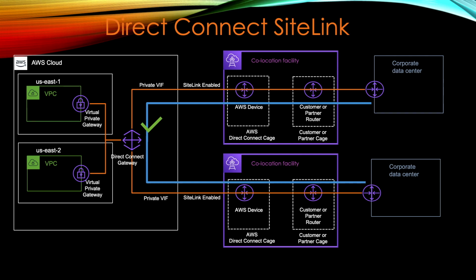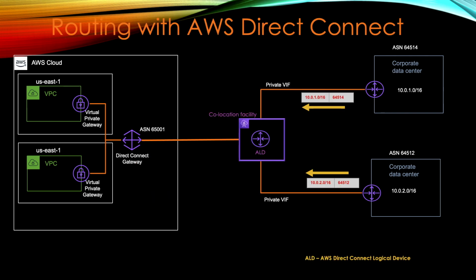So the other question you might have in your mind is, why, by just enabling the SiteLink feature, are these two corporate data centers able to talk to each other? It's just a single checkbox which you clicked, and now they start talking to each other. So for that, let's understand how routing works in Direct Connect, and that will give you the answer why these two data centers are able to communicate with each other after enabling this feature.